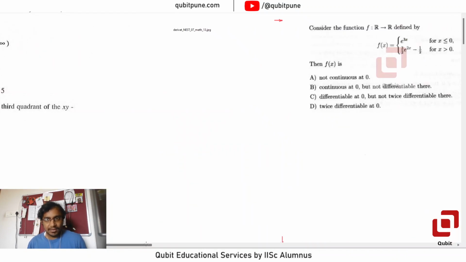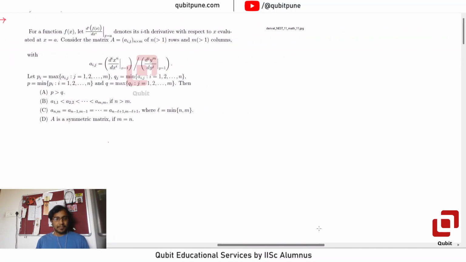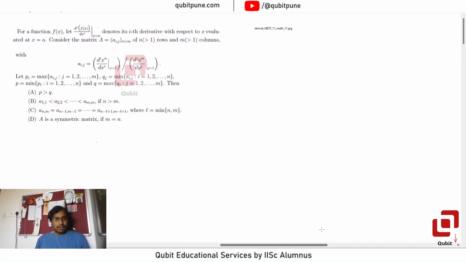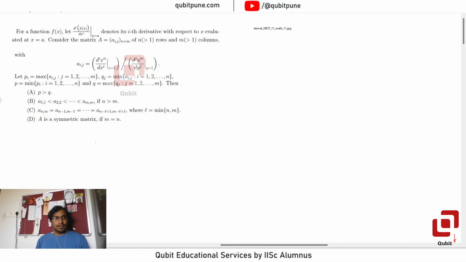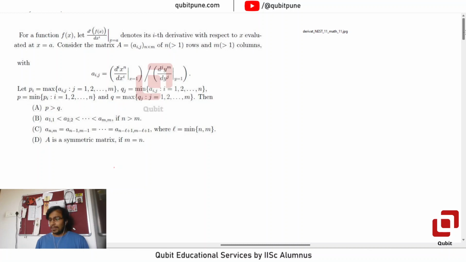In our previous class, we solved some problems on differentiation, but we left one problem, and I said that I will be solving it in the next class because it's a bit time consuming, and this is that particular problem. Okay, so we're going to start with it. This is our question 1 for today.